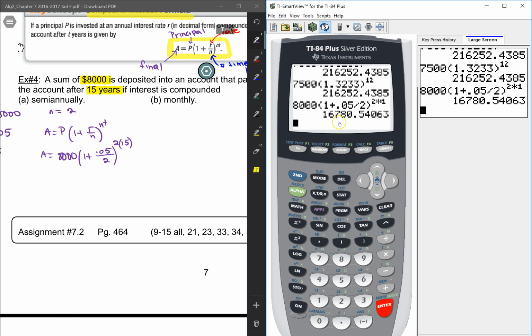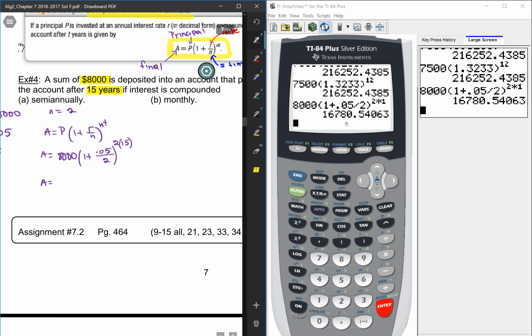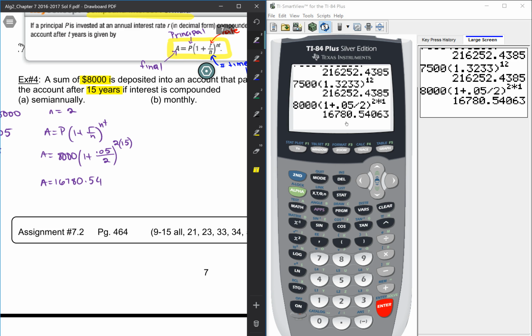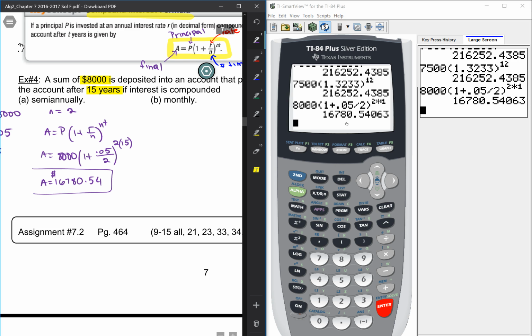You have $16,780 and 54 cents. So A is equal to $16,780.54. Now, again, I'm not going to tell you to round to 2 decimal places. You need to know that you're supposed to round to 2 decimal places because we're talking about money. Currency is always given in dollars and cents to 2 decimal places, and you need a dollar sign in front of it because that is the unit for this. So that's this one.